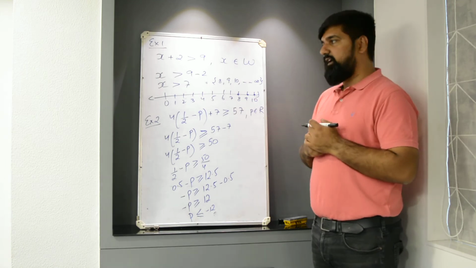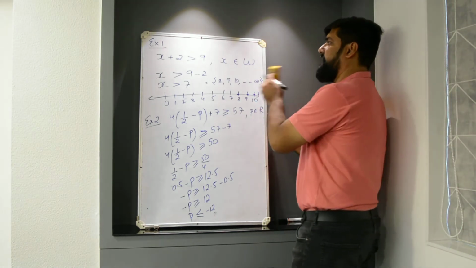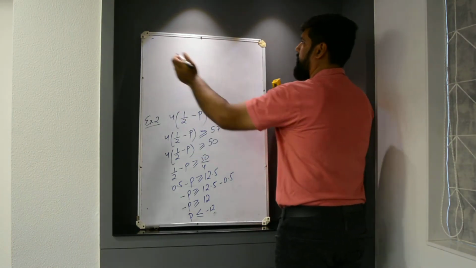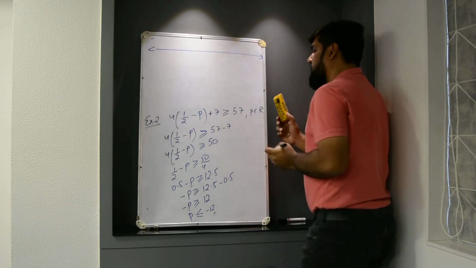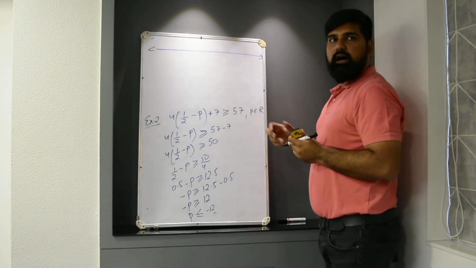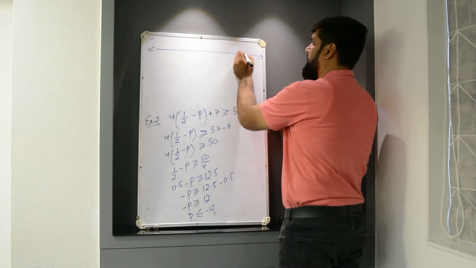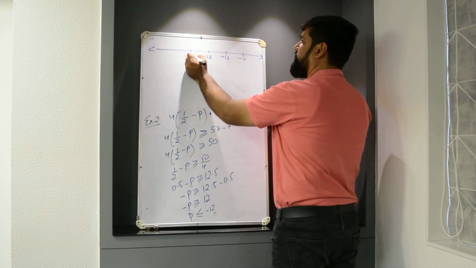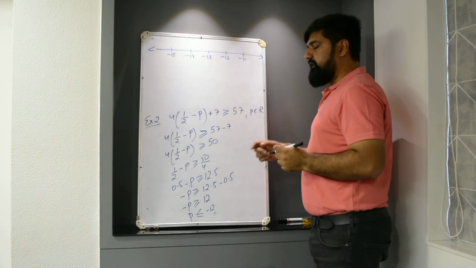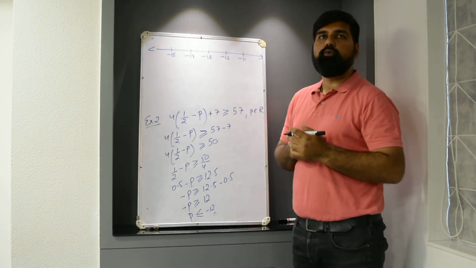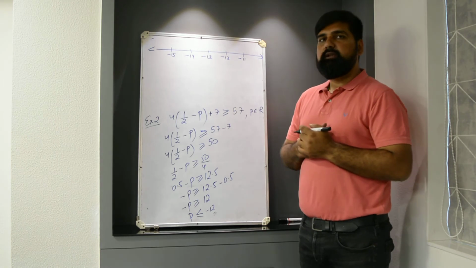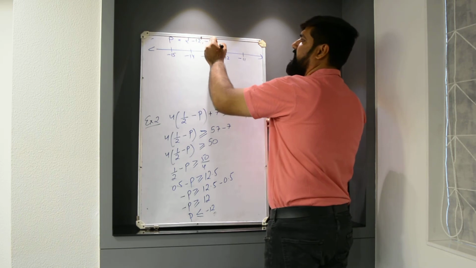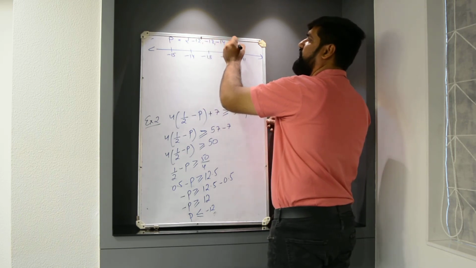So now we need to find the solution of the equation. So if I plot it over here, and it has also been given that P belongs to R, real numbers. So if I take, suppose, minus 11, minus 12, minus 13, minus 14, minus 15. Now it has been given that P is less than or equal to minus 12. So that means the solution for this will be P equal to minus 12, minus 13, minus 14, minus 15 and so on, right?